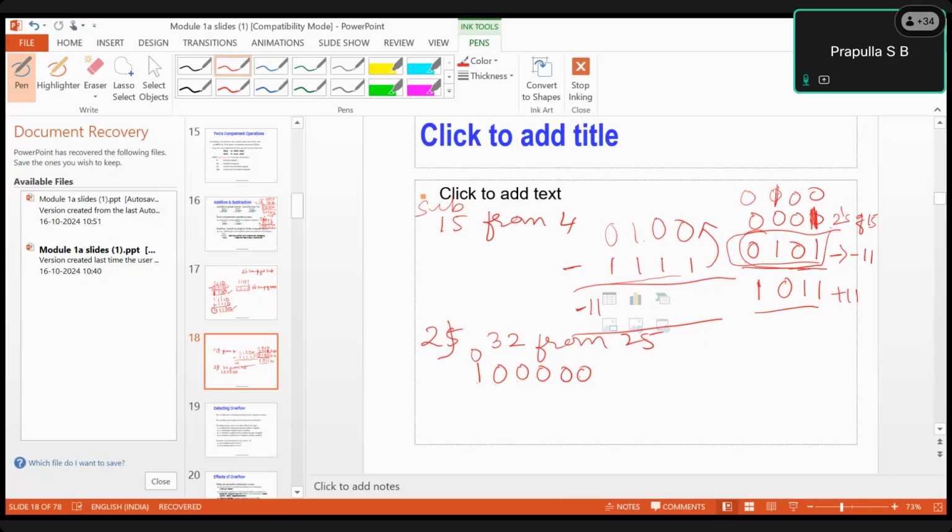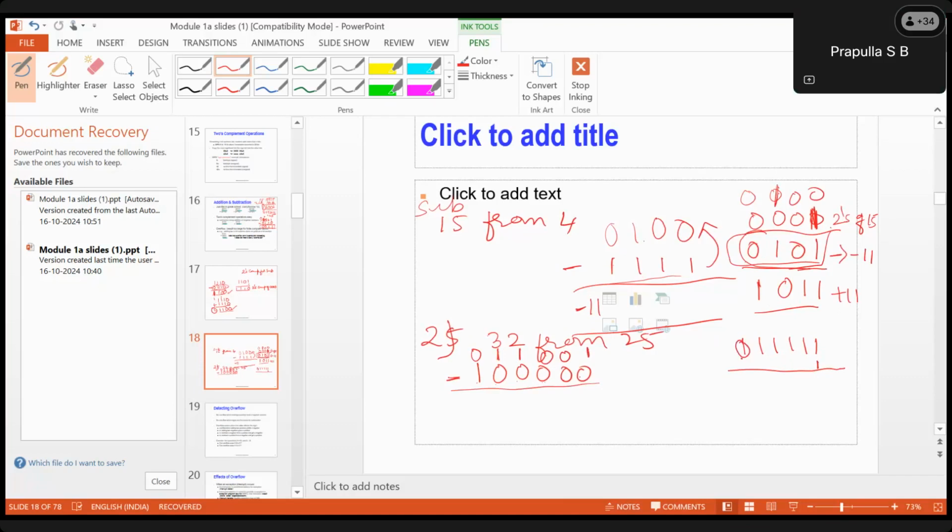25 is 16 plus 8 is 24 plus 1. So I want to subtract 32 from 25. So I will take 32. I will convert to 2's complement. To this I should add 1 to convert to 2's complement.